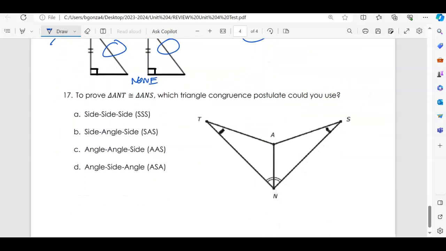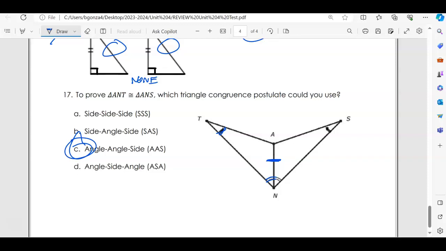All right, last one. If ANT matches ANS, if they're congruent, to prove it, what do I need to use? Well, again, there's a tick mark right here, and it looks like angle, angle, side. Angle, angle, side. Cool. That's it for our review. Your test is going to be very similar to that, so make sure you finish the review, bring it tomorrow.